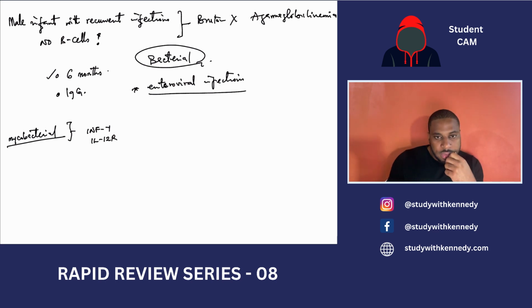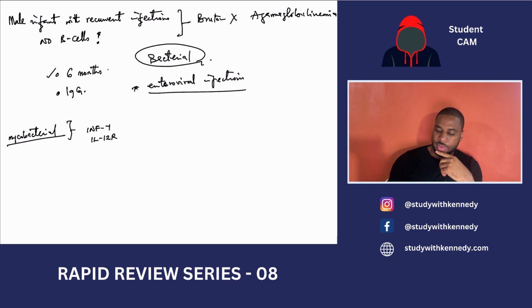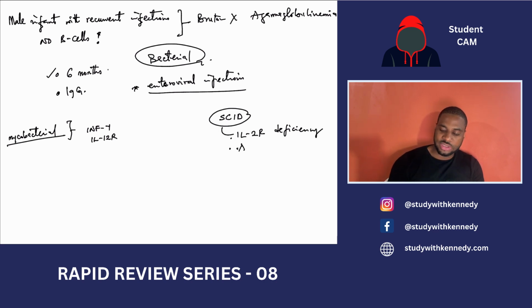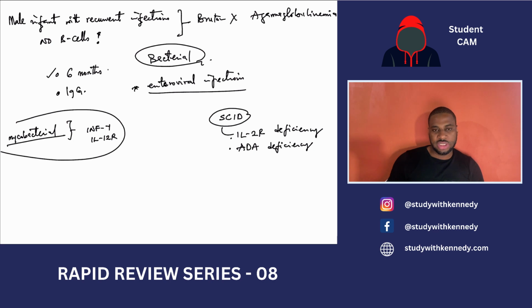Is this a severe combined deficiency or no? No, this is different from severe combined immunodeficiency, SCID. Severe combined immunodeficiency is interleukin 2 receptor, not 12, right? Interleukin 2 receptor deficiency is one form of SCID. Of course, we also have adenosine deaminase deficiency causing SCID. Mycobacterial infections have a relationship with interferon gamma deficiency or interleukin 12 receptor deficiency.